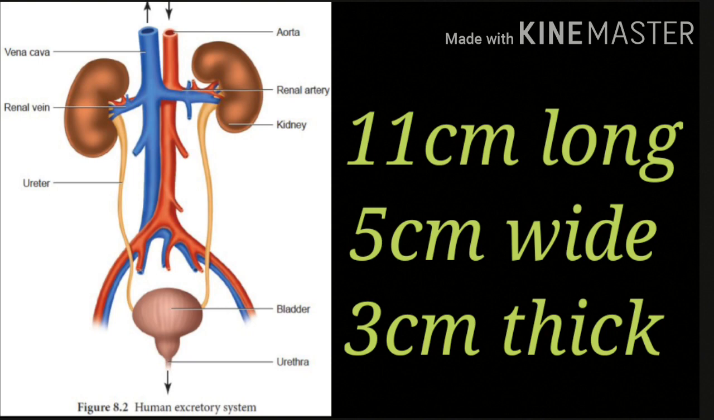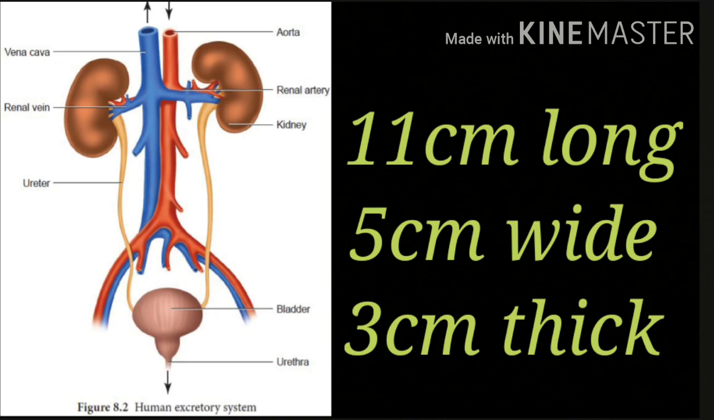The kidney is covered by a layer of fibrous connective tissue, the renal capsule, adipose capsule and a fibrous membrane.